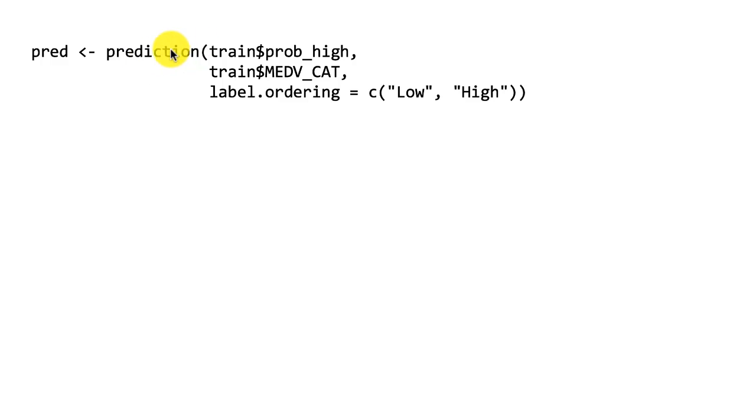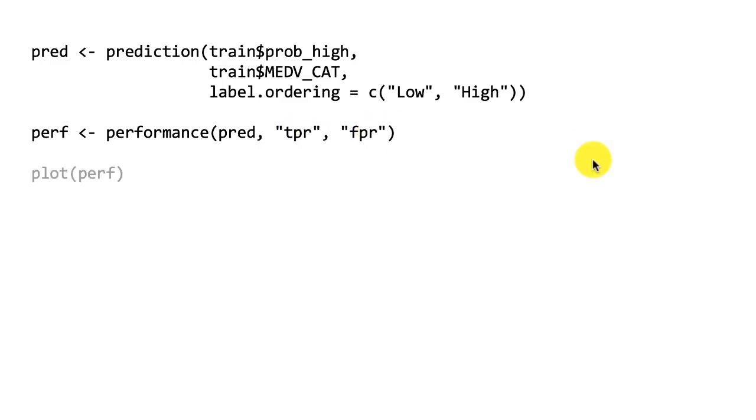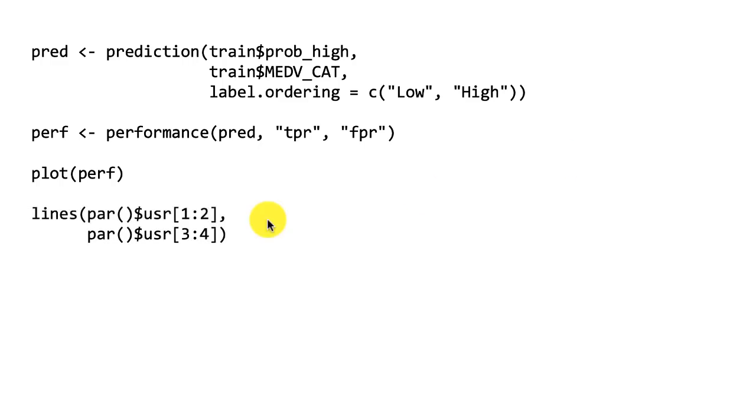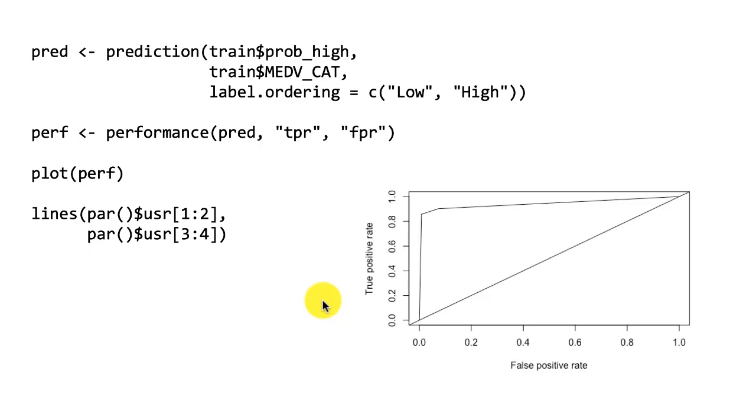So in prediction we have done the usual, and the next is to generate the performance object, which is performance of pred, whatever is the variable that contains our prediction, and TPR, FPR, true positive rate, false positive rate. Once you have that, you can plot it. And then draw the 45-degree line and you get this.